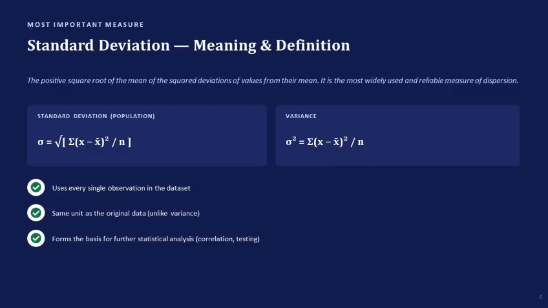Standard deviation uses every single observation in the data set. It possesses the same unit as the original data. It forms the basis for further statistical analysis, such as correlation and testing.